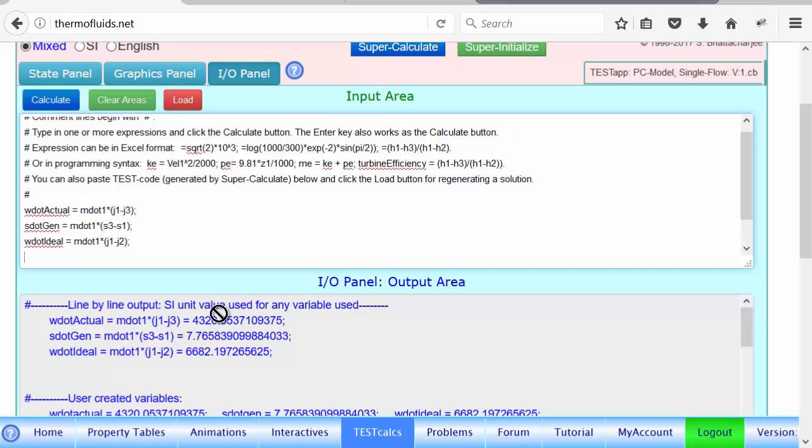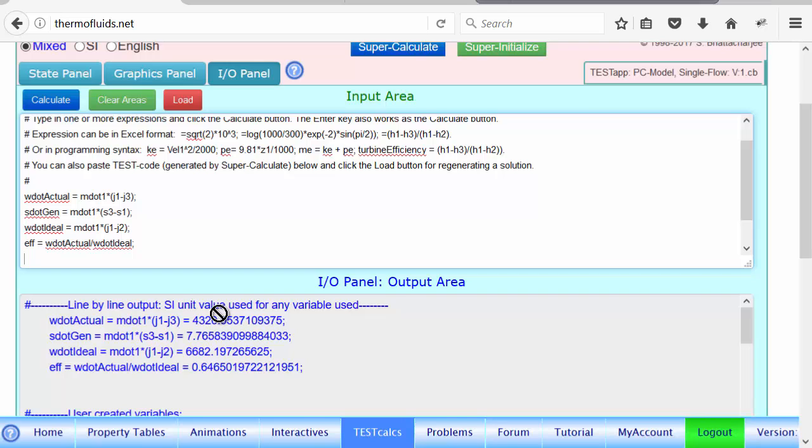So what is the isentropic efficiency? Efficiency, or turbine efficiency, or just efficiency, equals W dot actual divided by W dot ideal. I hope I got my spelling right. Yes. And that turns out to be 0.646, or 64%.